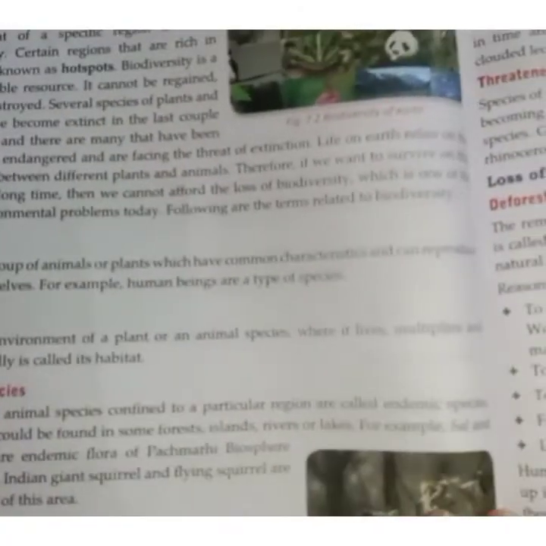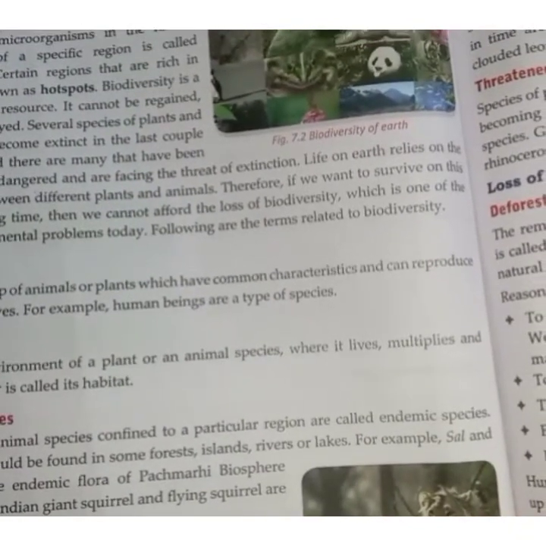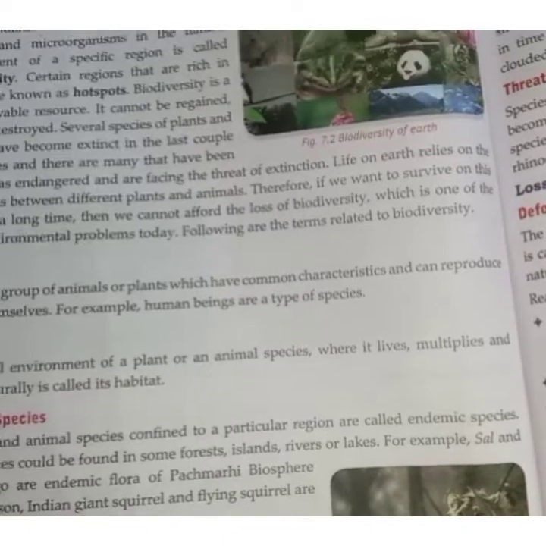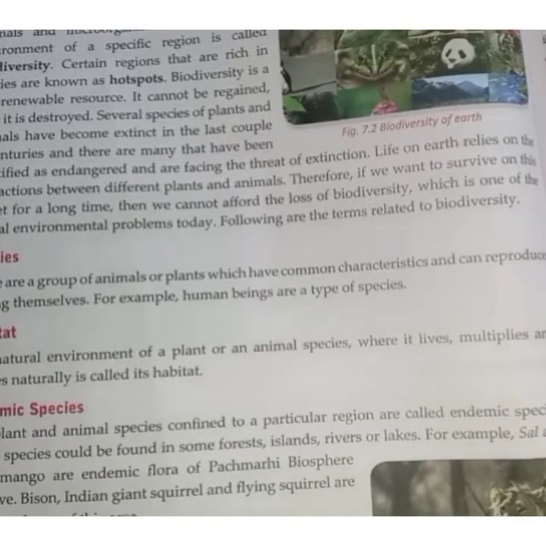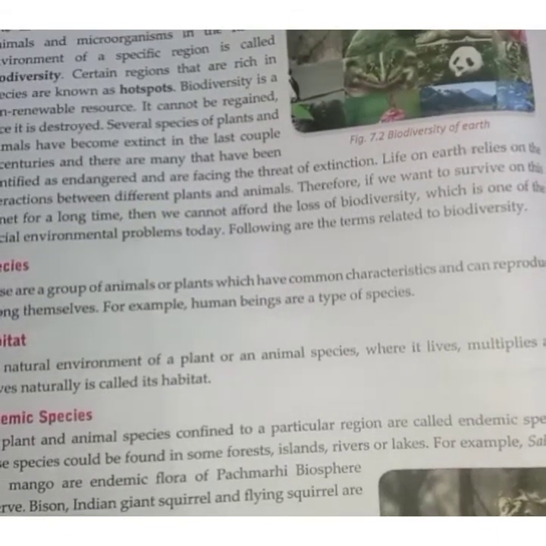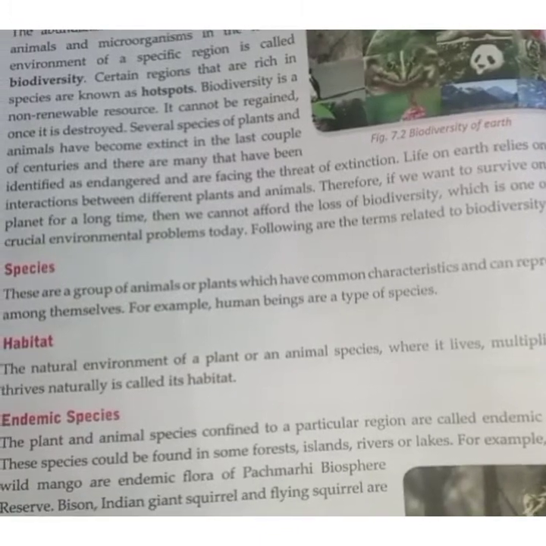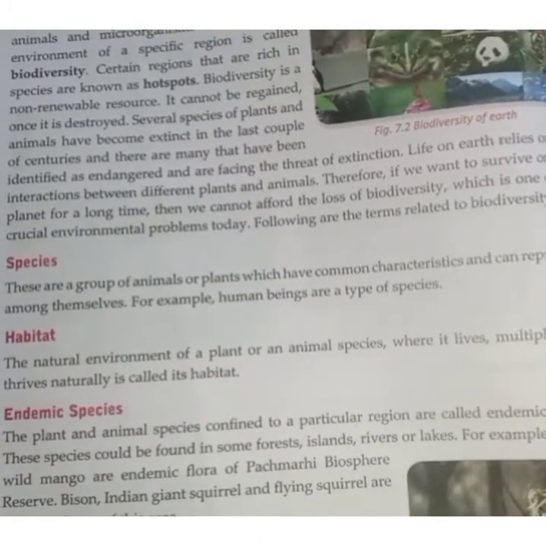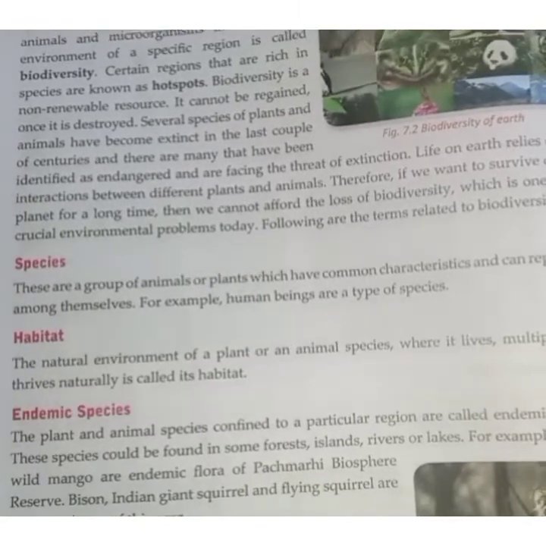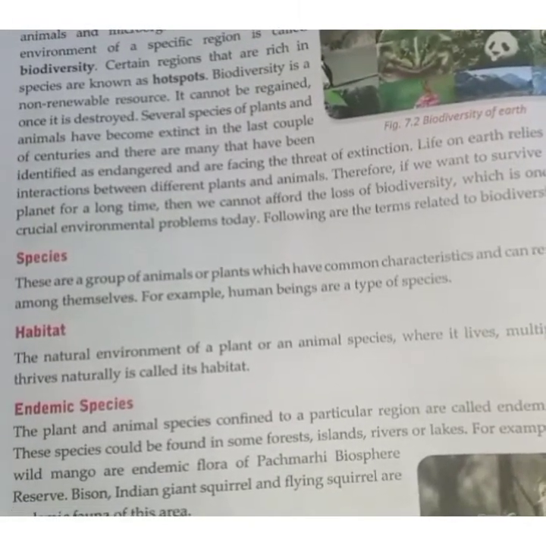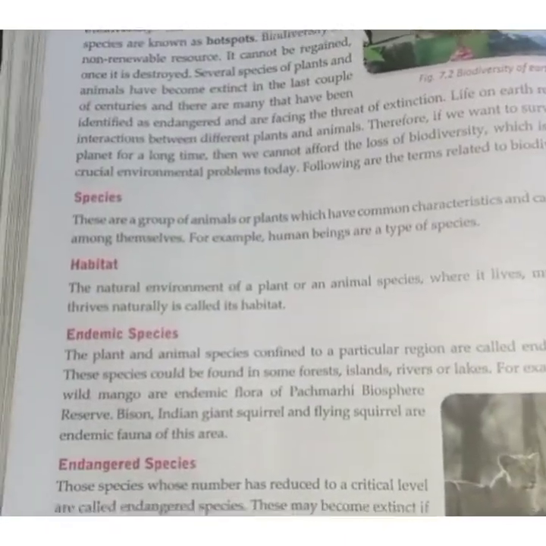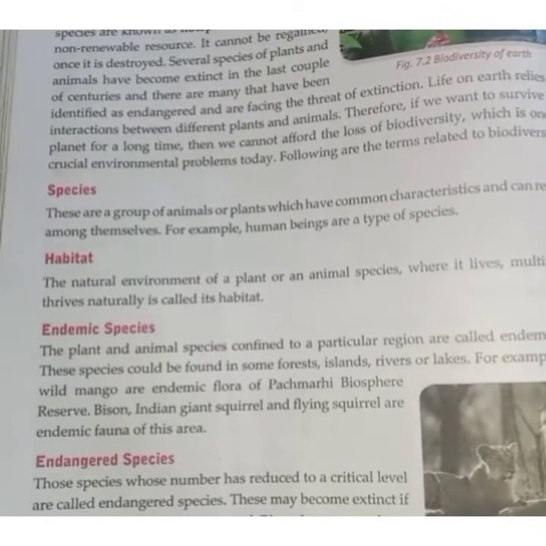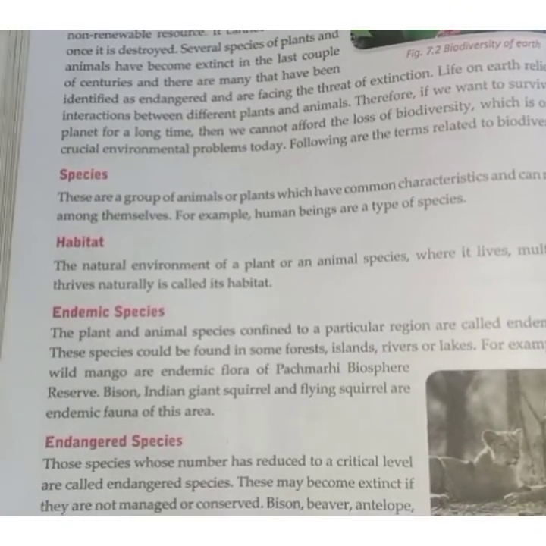Now, what is species? These are a group of animals or plants which have common characteristics and can reproduce among themselves. For example, human beings are a type of species. Then habitat: the natural environment of a plant or an animal species where it lives, multiplies, and thrives naturally is called its habitat.